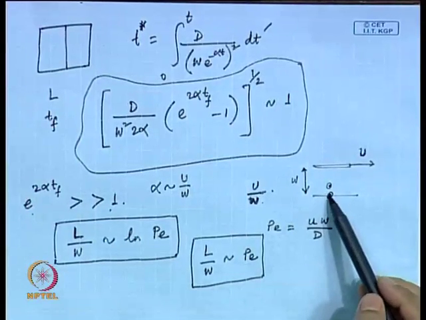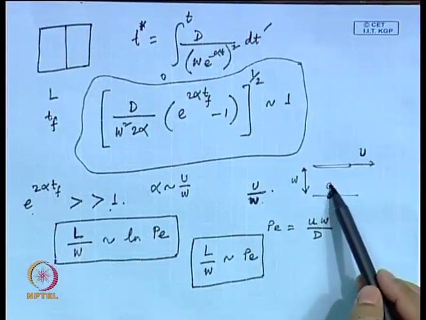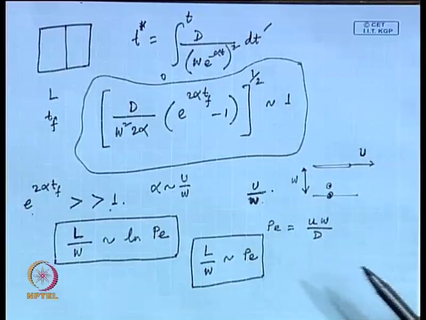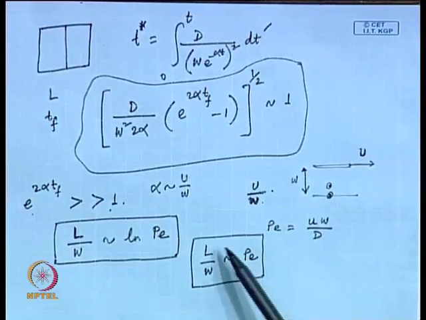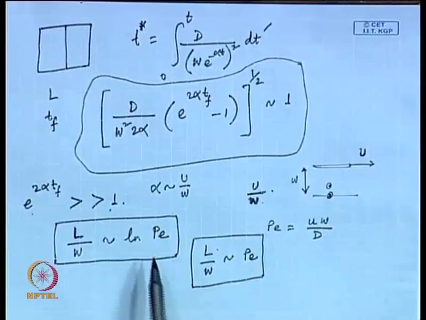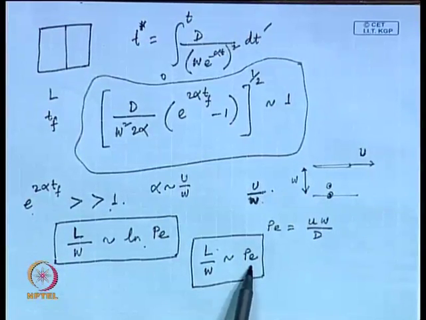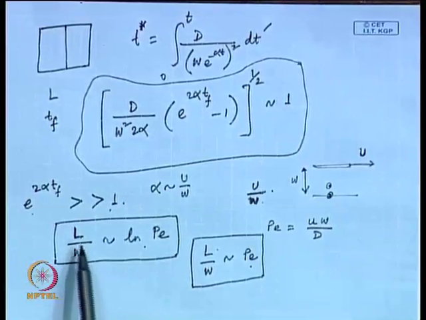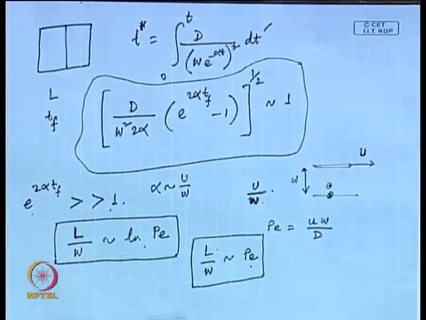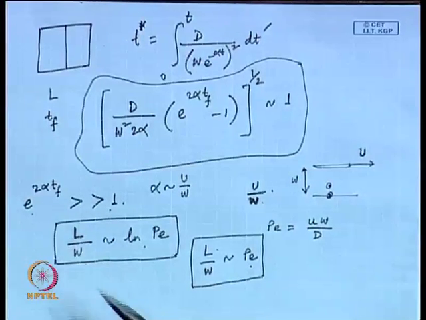On the other hand, if you are looking at the linear stretching, the 2 points just moving away from each other by shear, then you get L by W scaling to Peclet number. This ln Peclet number versus Peclet number, that is the advantage. Basically, by doing this chaotic mixing, you get a much shorter mixing length.